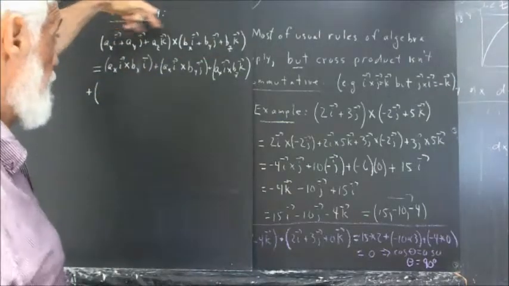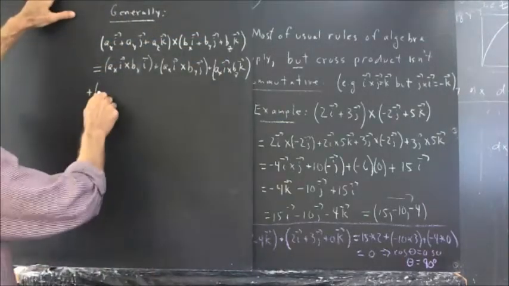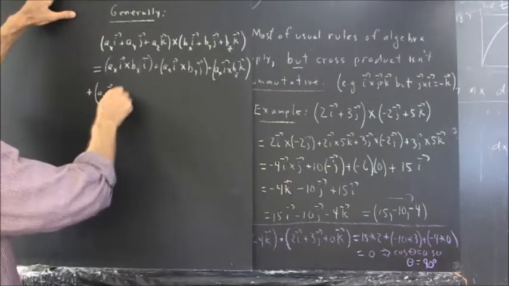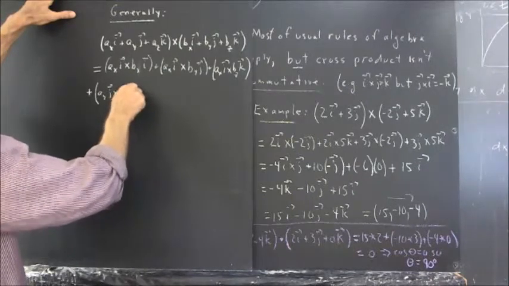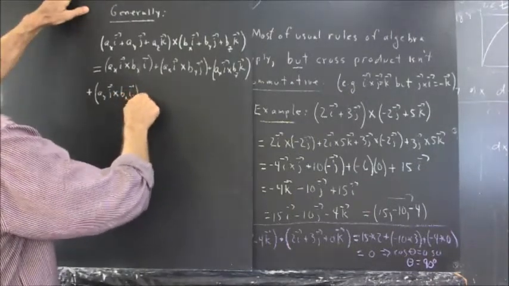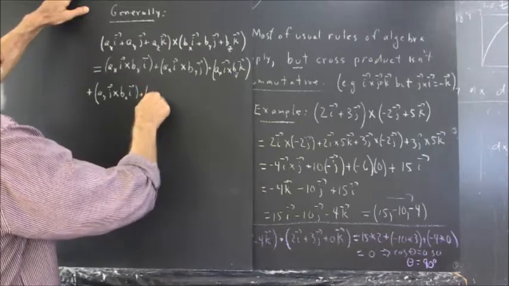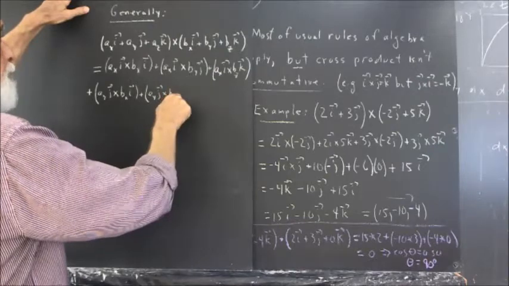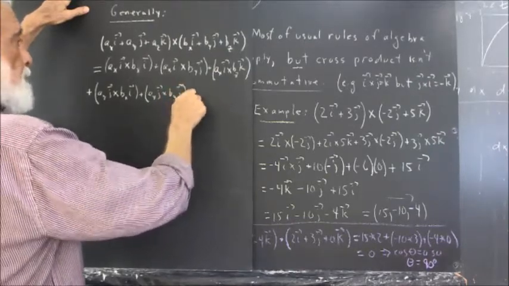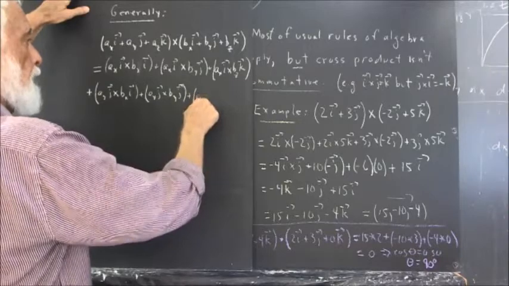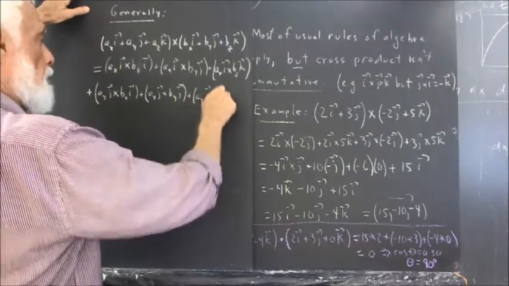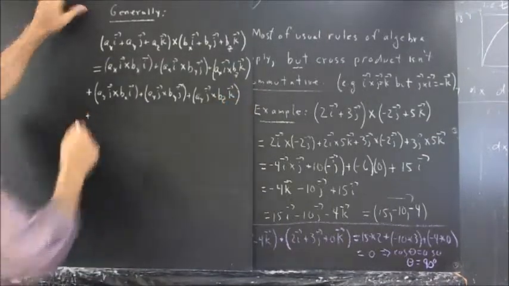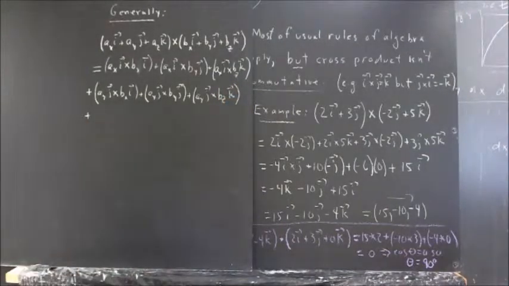We're going to distribute the ayj through here. So we're going to have ayj cross bxi plus ayj cross byj plus ayj cross bzk plus, well, you write out the rest. I'm going to write it off screen.